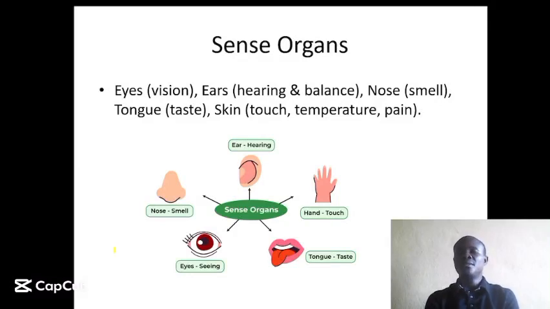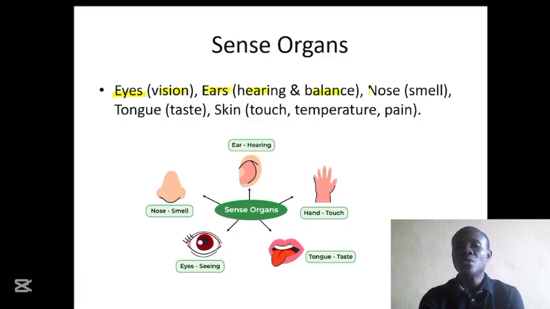In this tutorial, we are going to talk about sense organs. In humans, we have five main sense organs. These are the eyes that we have for vision, ears that we have for hearing and balance.